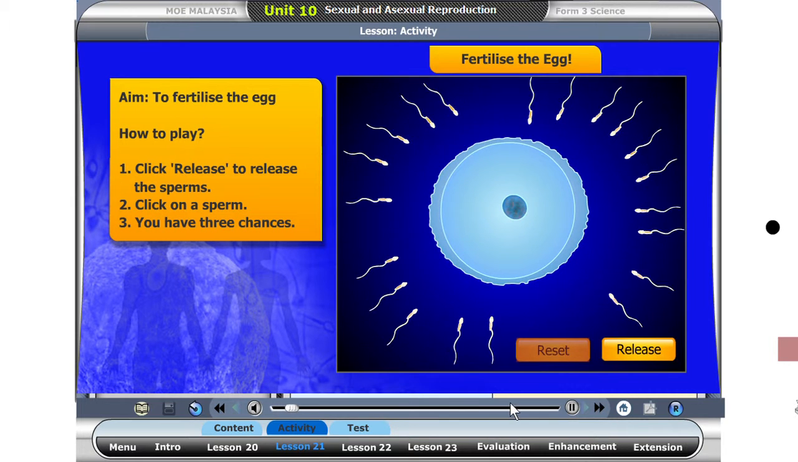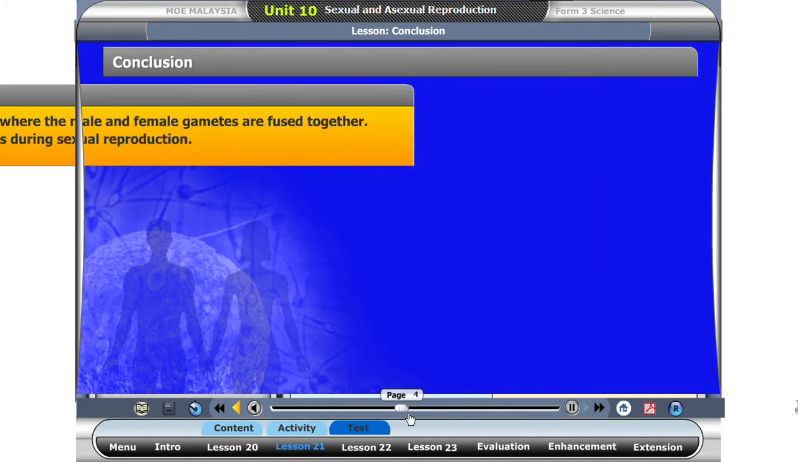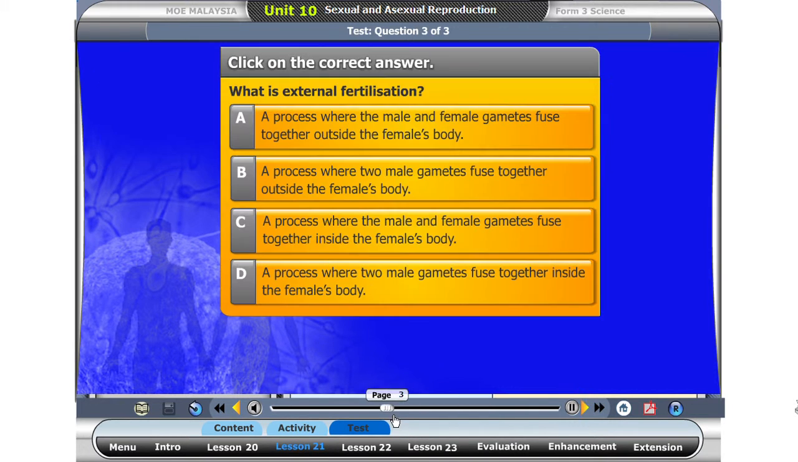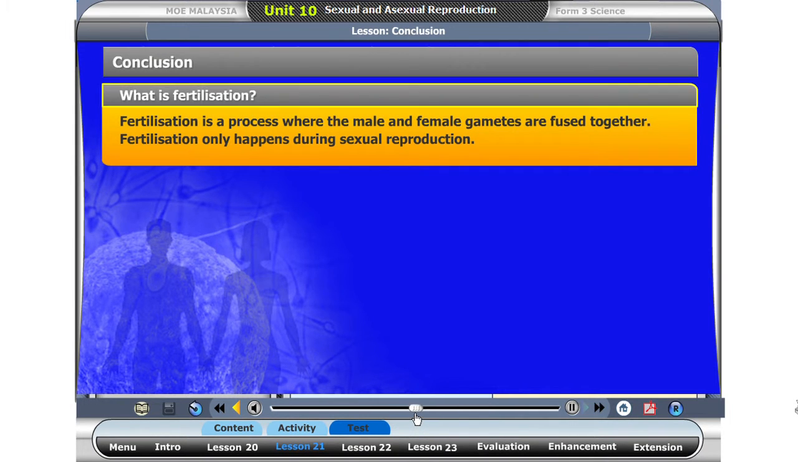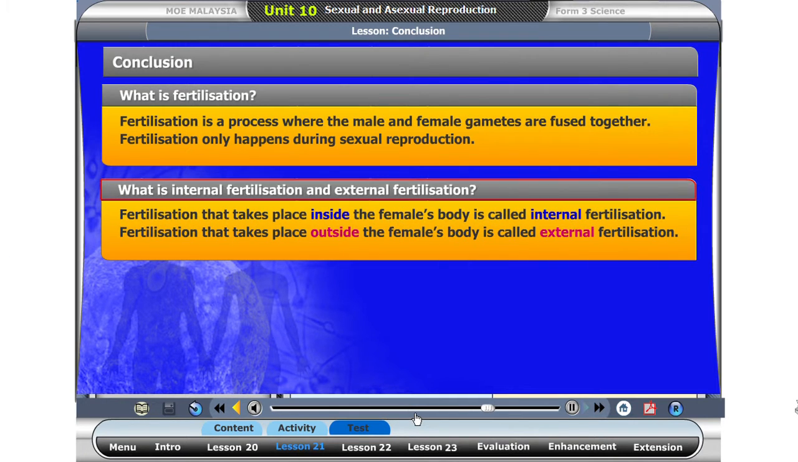Let's play a game. Your aim is to fertilize the egg. What is the meaning of fertilization? Fertilization is a process where the male and female gametes are fused together. Fertilization only happens during sexual reproduction. Fertilization that takes place inside the female's body is called internal fertilization. Fertilization that takes place outside the female's body is called external fertilization.